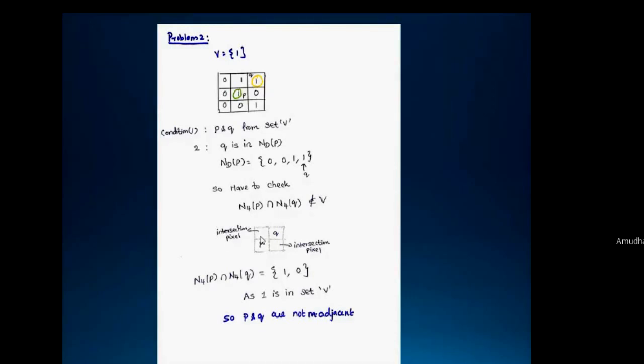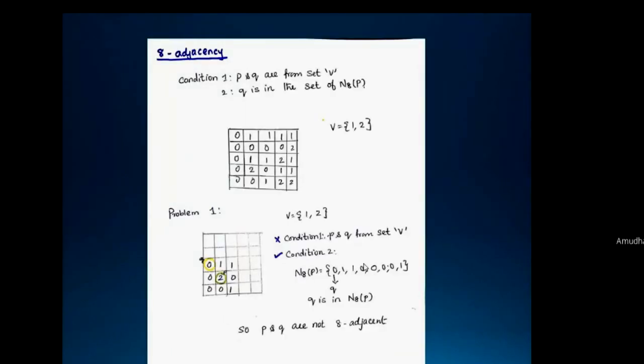You can unmute yourself now and tell me whether you understood this M adjacency. Yes, ma'am. Any doubts?